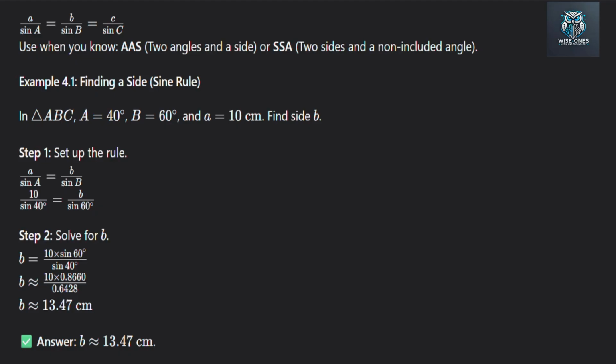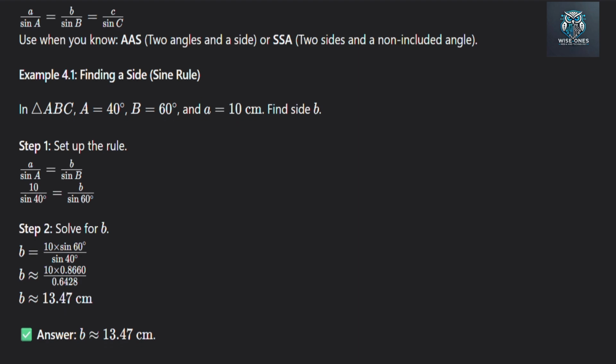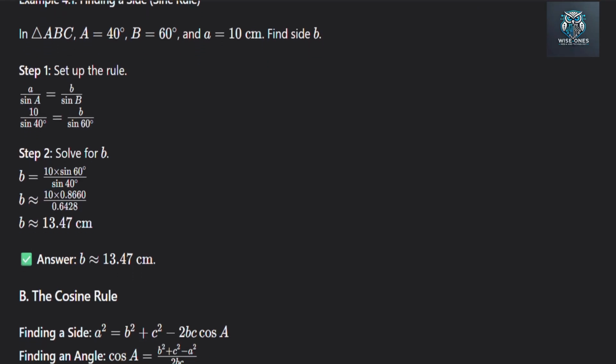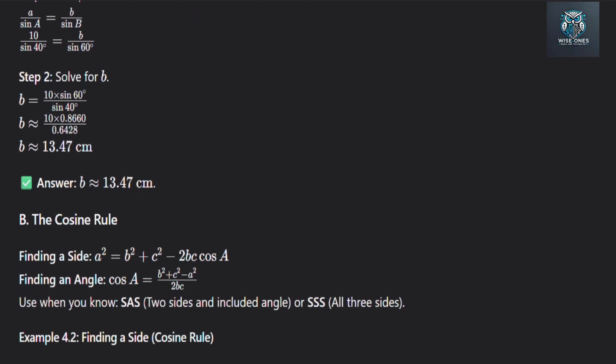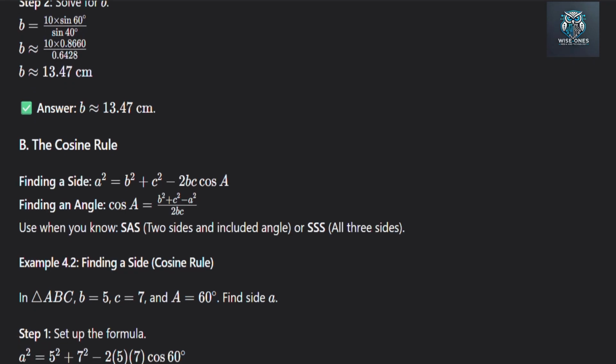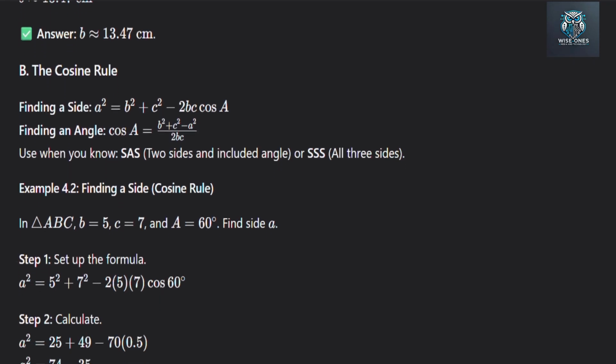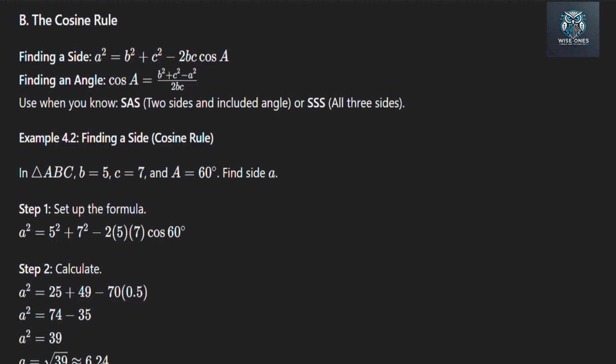Now use your calculator. Sine 60 degrees is approximately 0.8660. Sine 40 degrees is approximately 0.6428. 10 times 0.8660 is 8.660. Divide by 0.6428. That is approximately 13.47 centimeters. Answer: b is approximately 13.47 centimeters. Make sure your calculator is in degree mode for this one. Now, let us look at the cosine rule.